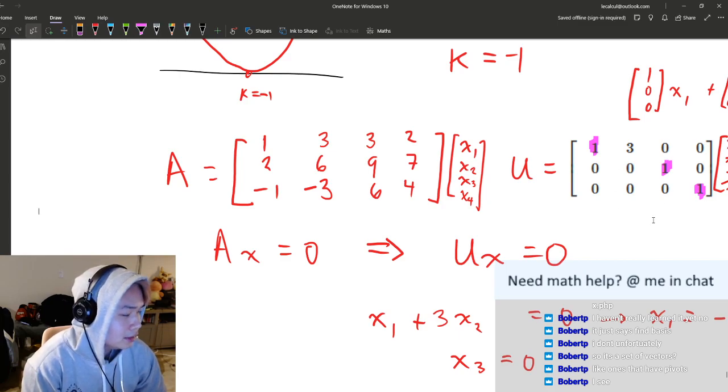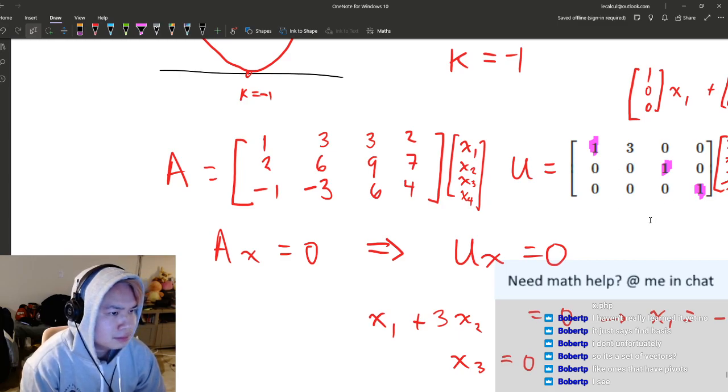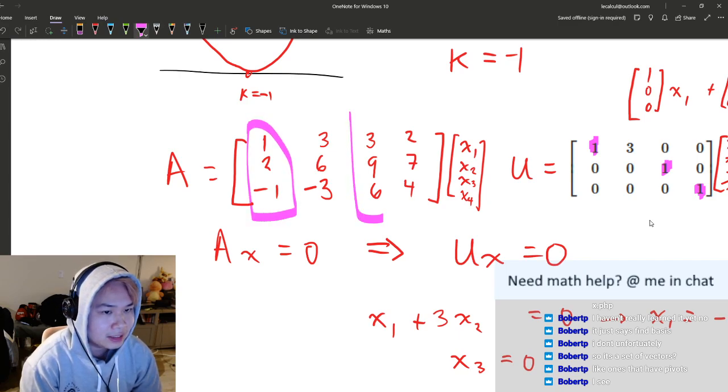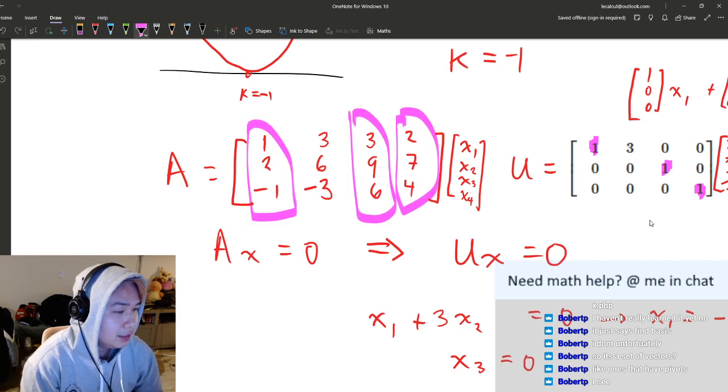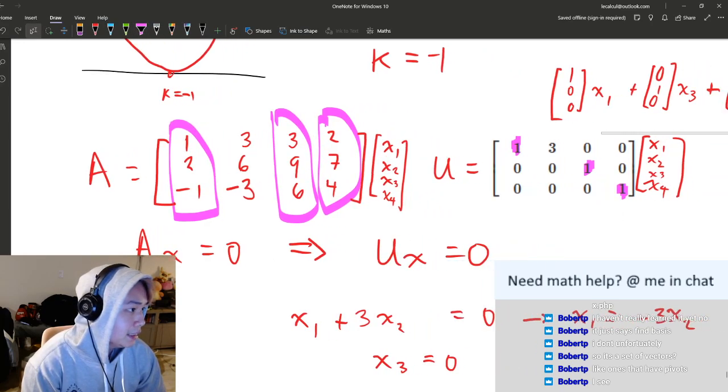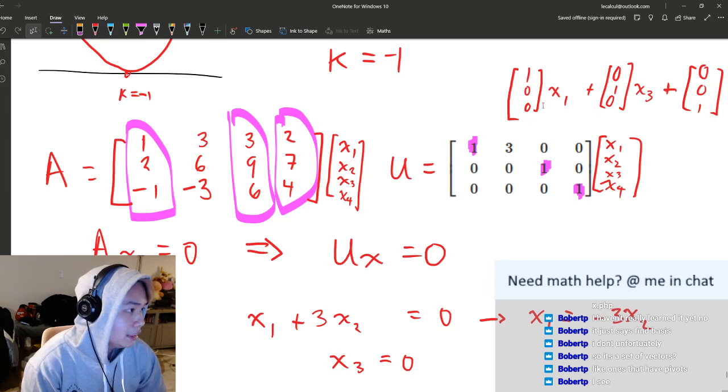That's totally fine. There's bases, basises, whatever the plural is. They're not unique. So you can say that this is the base, these three vectors. You could also say that the reduced column vectors are the basis, but these are clearly linearly independent. So hopefully that answers your question, Bobbert.